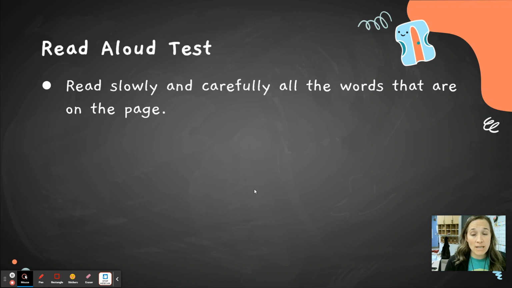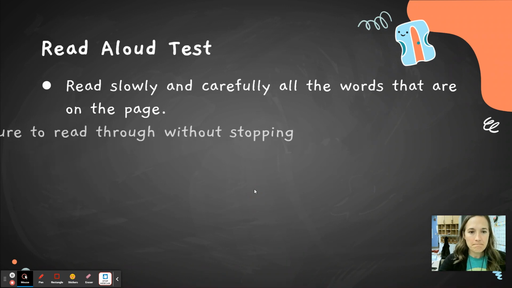So you're going to read slowly and carefully and all the words that are actually on the page. I know that sounds kind of funny, but what ends up happening when you've written the text is your mind will think about the words you meant to put there, and you'll say those words. So make sure you're reading exactly the words that are written, not necessarily the words you meant to write.